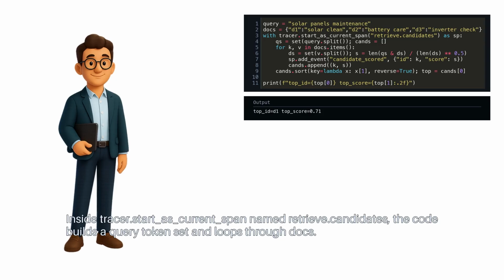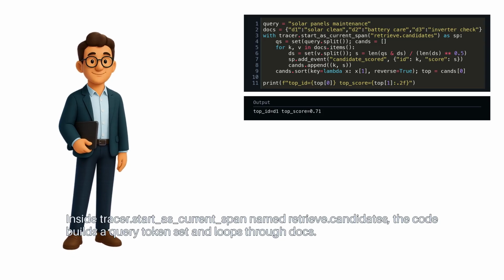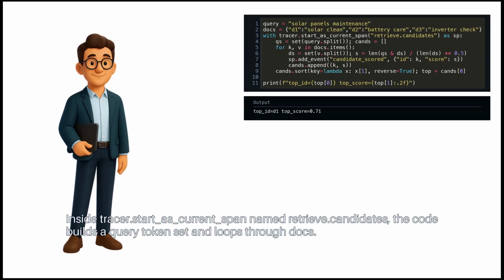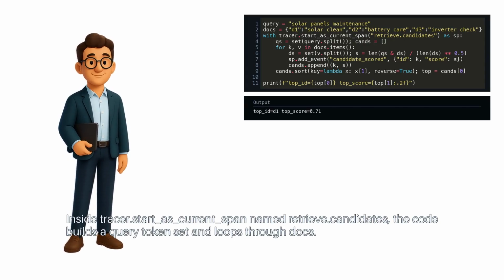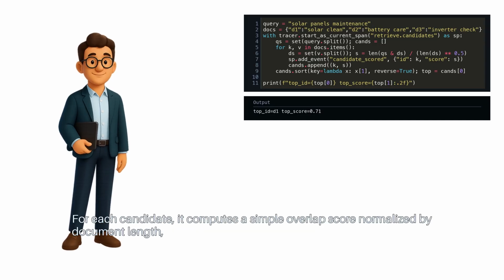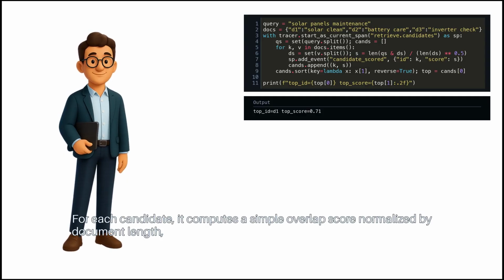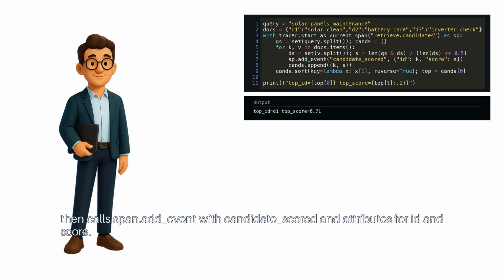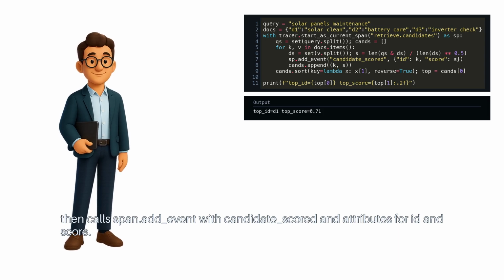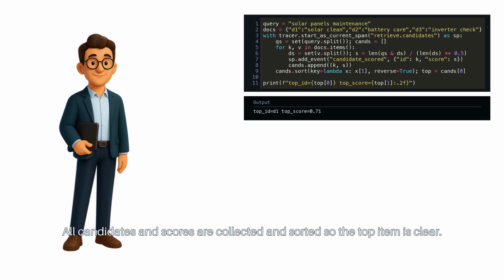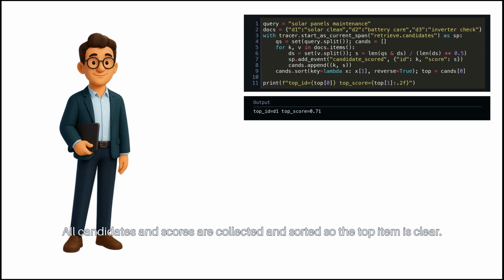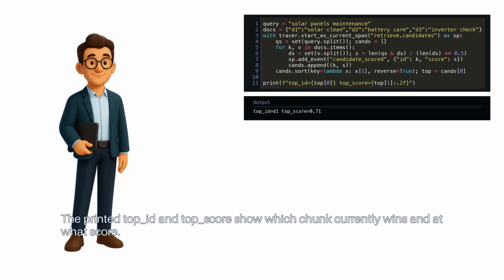Inside tracer.startAsCurrentSpan, named retrieve.candidates, the code builds a query token set and loops through docs. For each candidate, it computes a simple overlap score normalized by document length. Then call span.addEvent with candidates scored and attributes for ID and score. All candidates and scores are collected and sorted, so the top item is clear. The printed top ID and top score show which chunk currently wins and at what score.